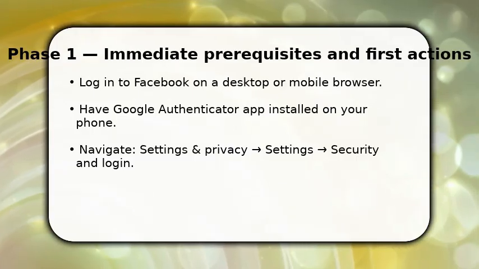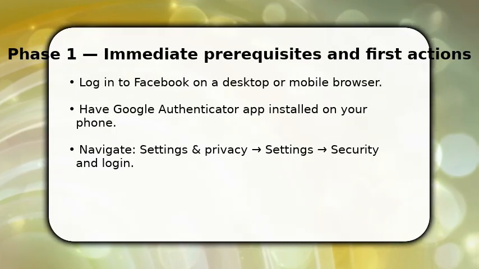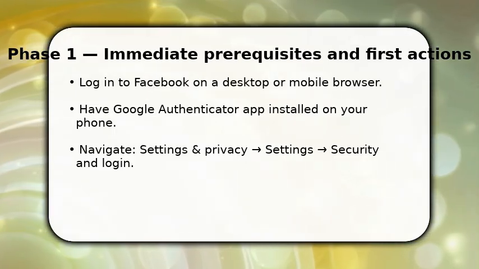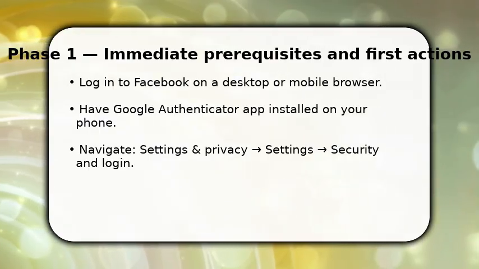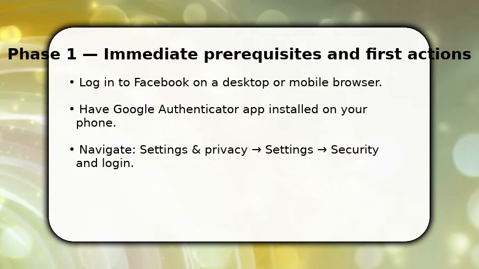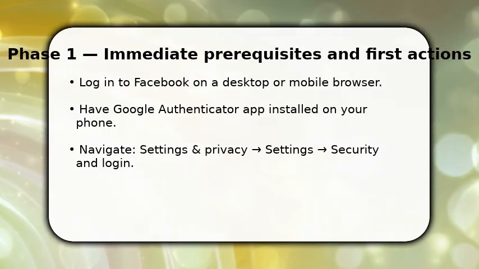You start by logging into Facebook, then open Settings and Privacy and go to Security and Login. This gets you where two-factor options live. Make sure Google Authenticator is already installed on your phone so you can scan codes immediately.